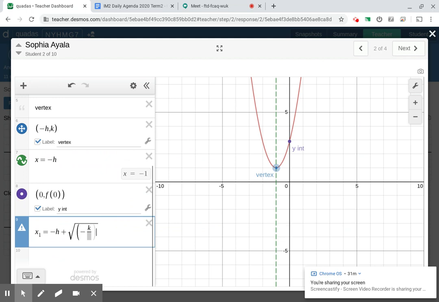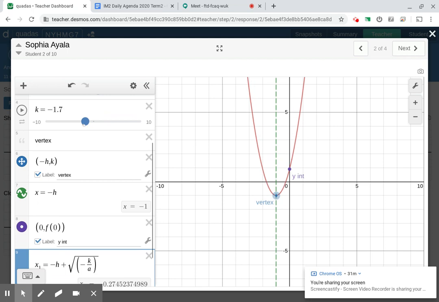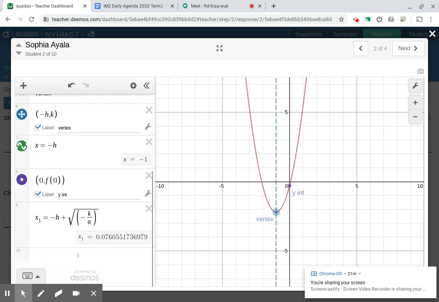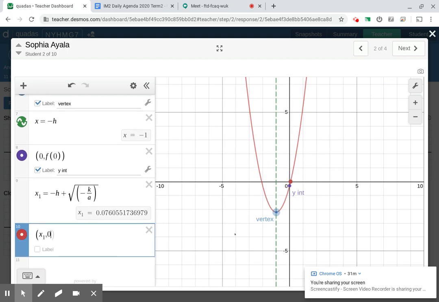Oops. Okay. This is kind of hard. There we go. All right, let's see if that worked. I'm going to bring this k down. Oh, then I have to actually put the point. It's going to be x1 comma 0. It worked. All right, so I'll leave this open so you can see my x-intercept.